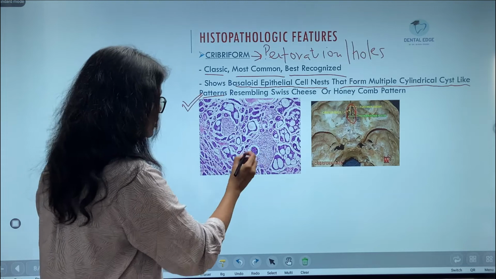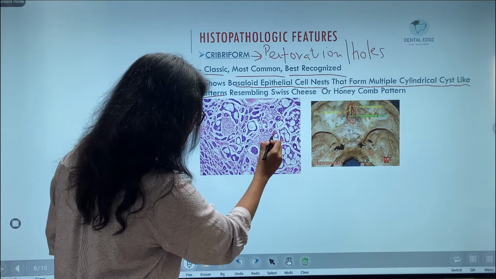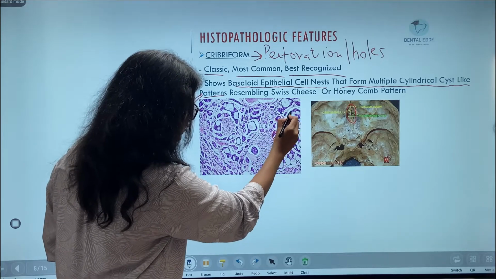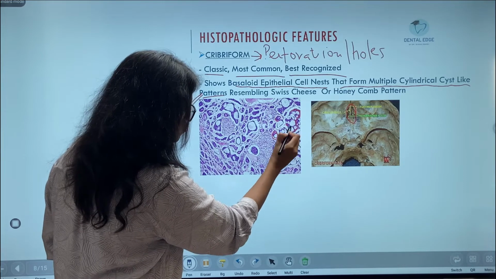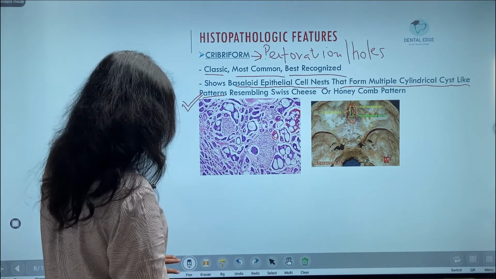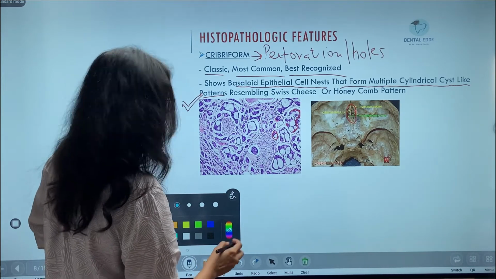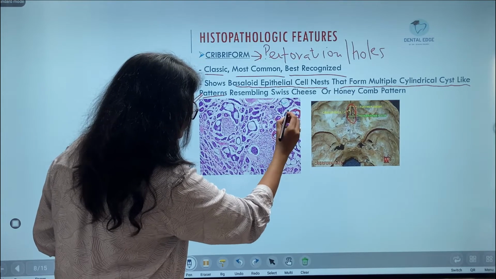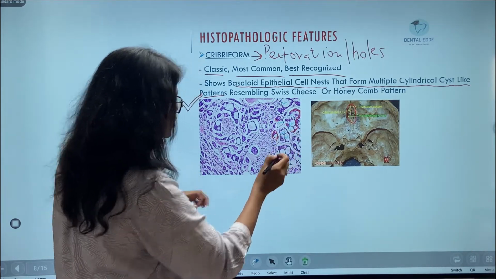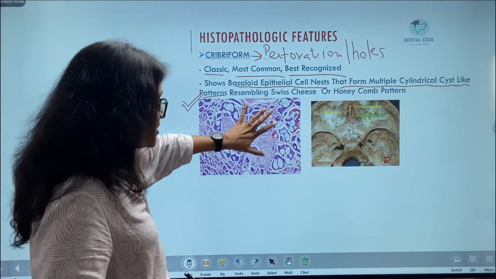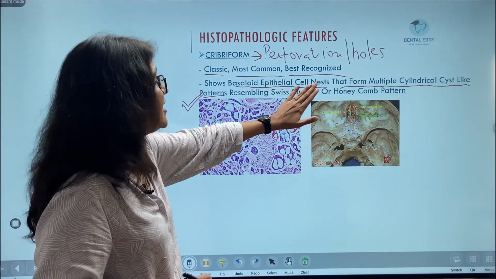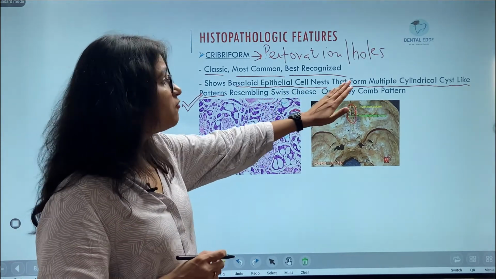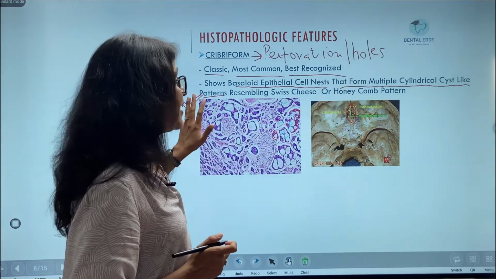So, if you can appreciate, these are the tumor cells. These are nests of tumor cells. These are all tumor cells, and between this, there is presence of multiple cyst-like structures. Cyst, another cyst. Can you appreciate? So there are tumor cells, there are basaloid epithelial tumor cell nests, and in between them there is presence of multiple cylindrical cyst-like patterns.